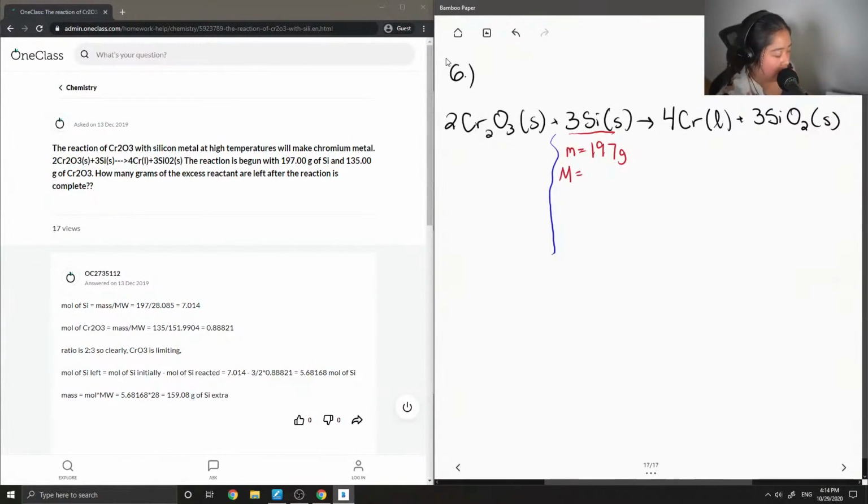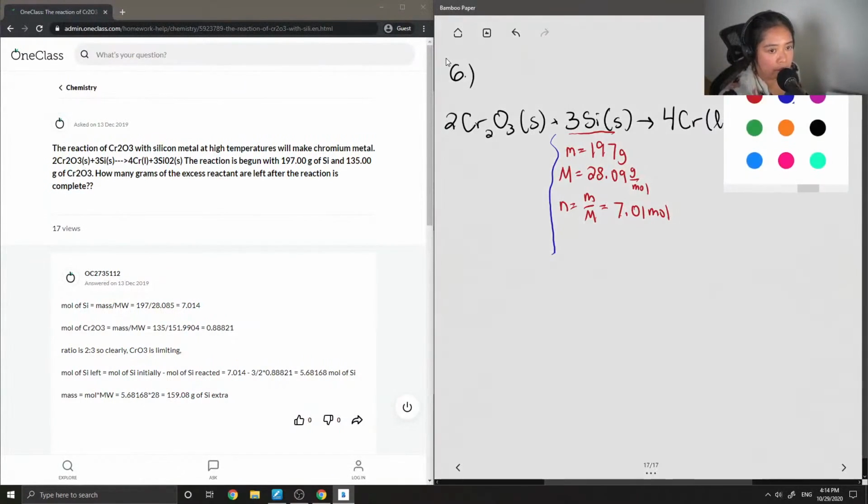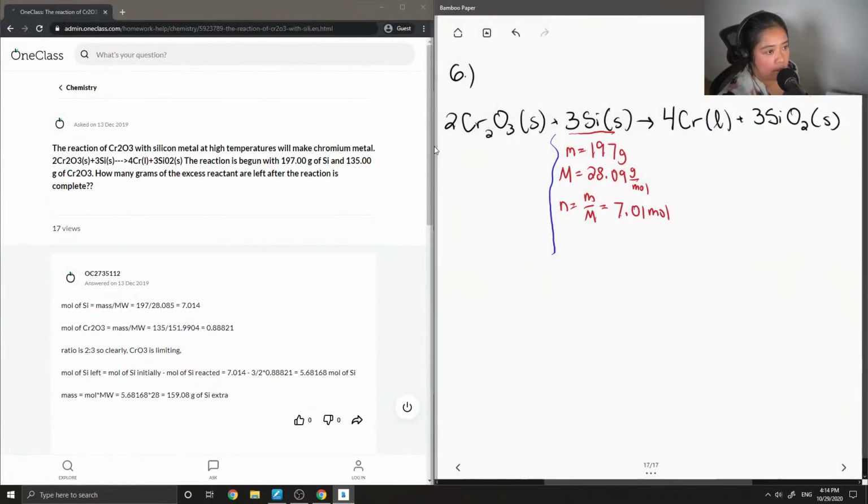If you were to look it up in the periodic table, you'd see it's like 28.009 grams per mole. And then to calculate the number of moles, it's going to be mass over molar mass. And then you end up with around 7.01 moles. So now let's do the same thing for the chromium oxide. Its mass is 135 grams.